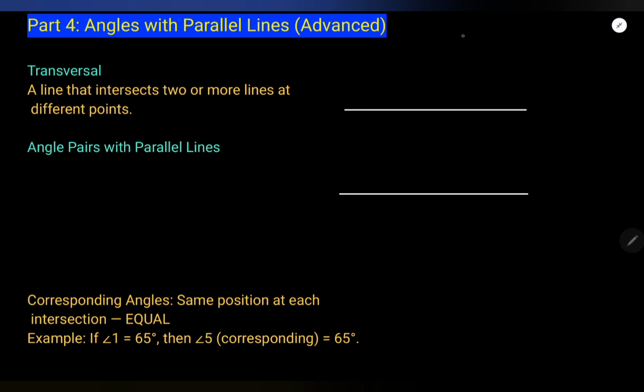Suppose I draw another third line. I will name them. This is line L, this is line M. I draw a third line like that. Okay, this is called a transversal. A line that intersects two or more lines at different points is called a transversal. Do you know that this transversal actually makes some angles? What are those angles?